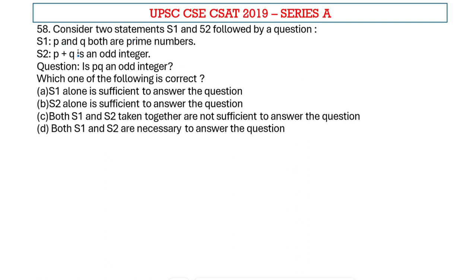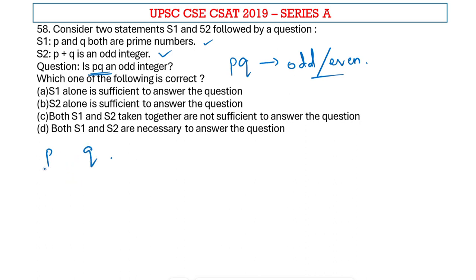So statement 1 says P and Q are prime numbers. Statement 2 says P plus Q is an odd integer. We are supposed to find if PQ is an odd integer. So we are supposed to find if P into Q is going to give us an odd value or even value. Now the first statement says P and Q are prime numbers.